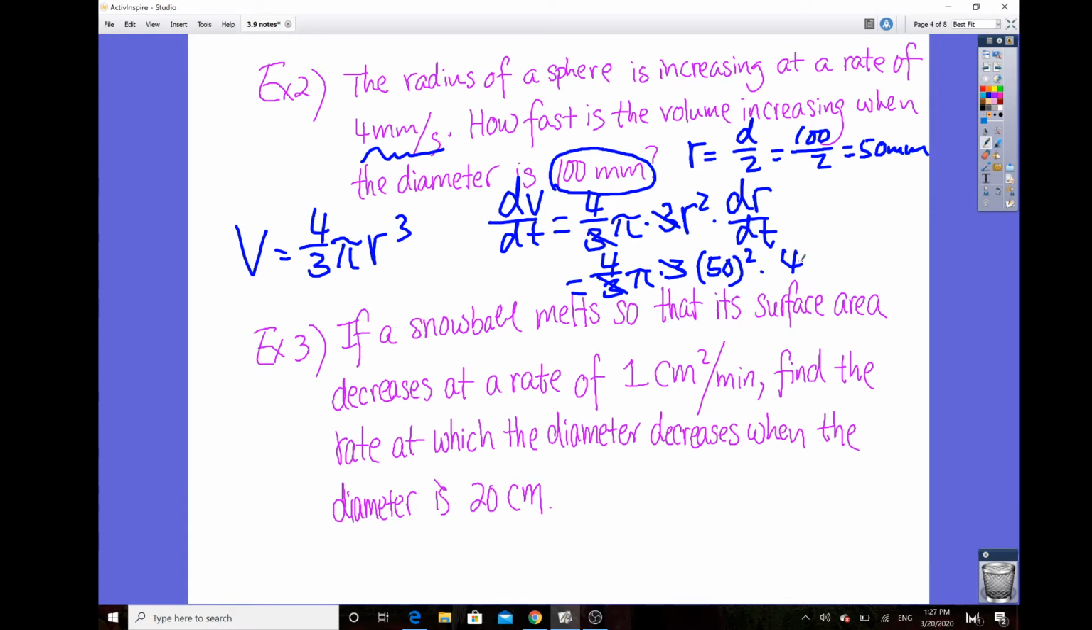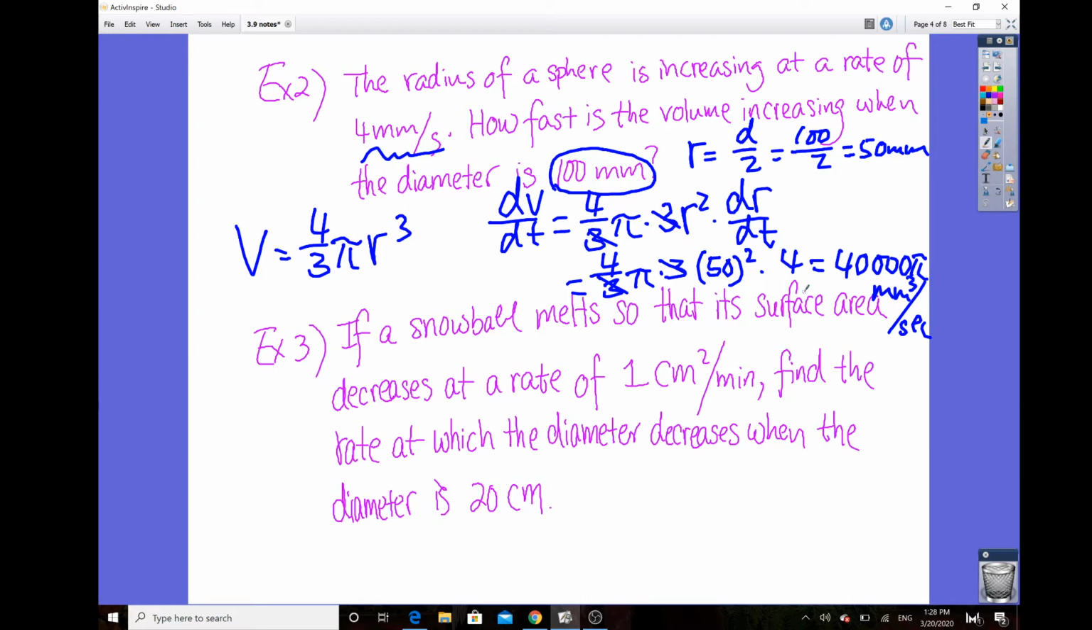So that's a big number. It's 40,000 times pi. So eventually it's 40,000 pi. And the unit for this one is cubic millimeter per second. Again, this is the rate of change of the volume, showing how fast the volume has been growing. We don't round things off here. It doesn't say so, so we'll just keep it like that. So 40,000 pi cubic millimeter per second.